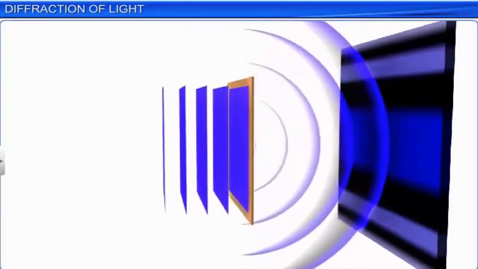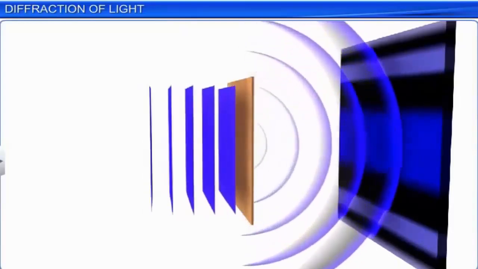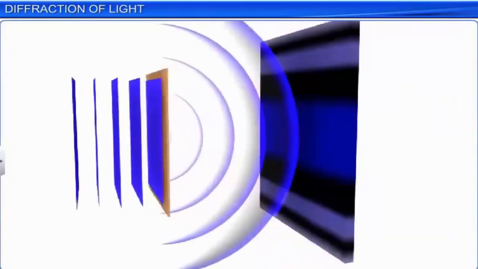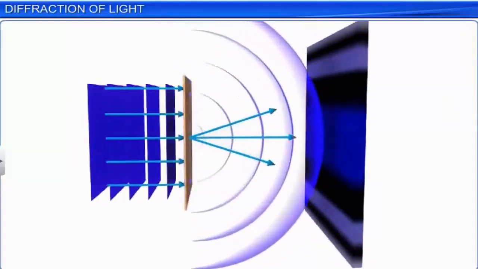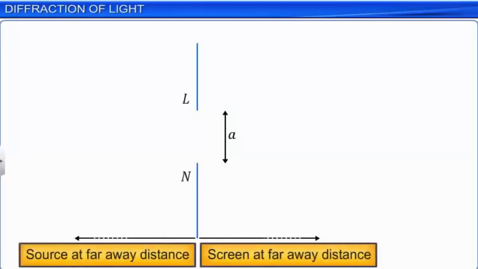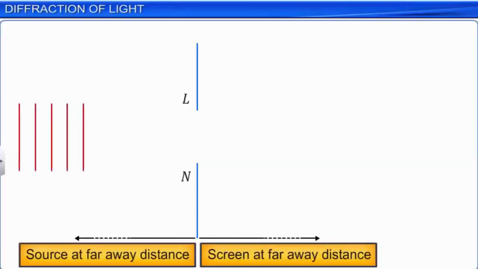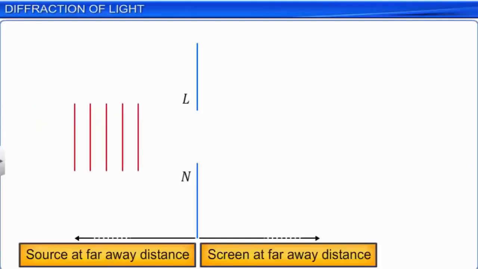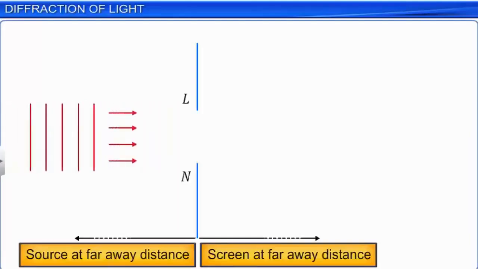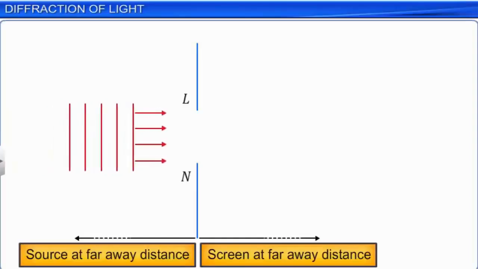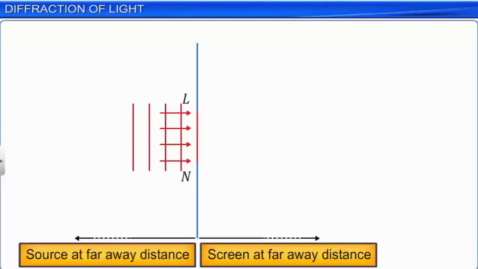Let us now analyze the diffraction pattern mathematically. We represent light as a beam of rays. Let the width of the slit, LN, be a. Let the source of monochromatic light and the screen be very far away from the slit. If the source is at a faraway distance, we can regard the incident light as plane wavefronts, or alternatively, the incident rays are parallel. When a plane wavefront is incident on the slit, all the points of the plane wavefront are in phase.